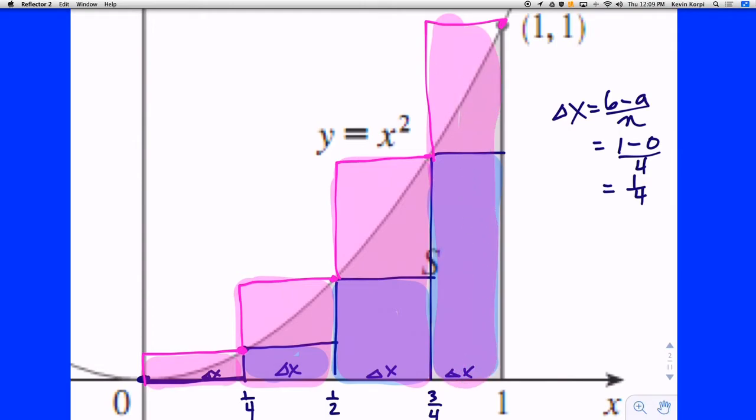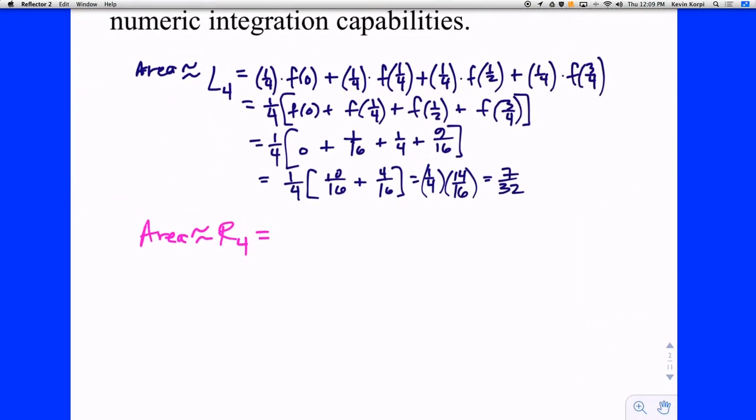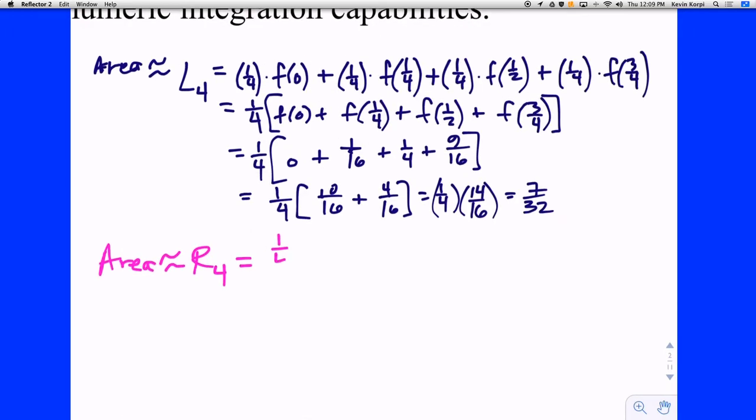All right, that's going to be an over approximation. So I think we can kind of go straight to the computations over here. Are we going to have a uniform delta x all the way through again, width times height plus width times height? Yep, so I can factor it out.